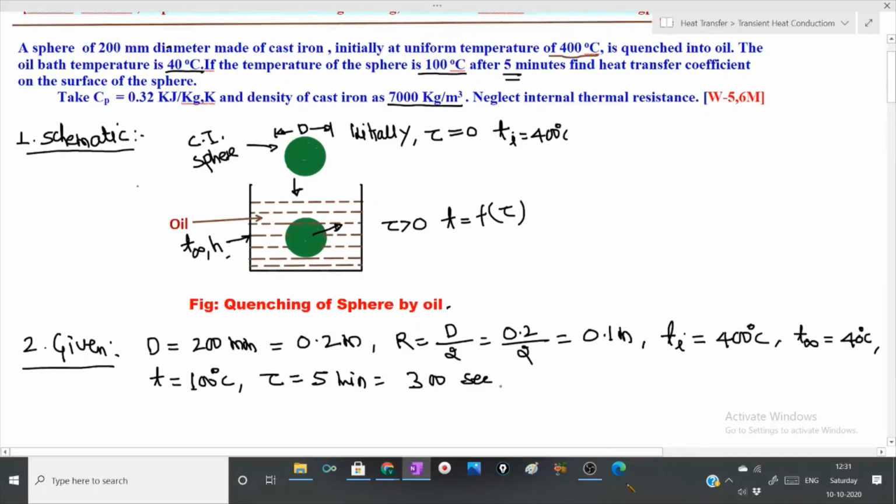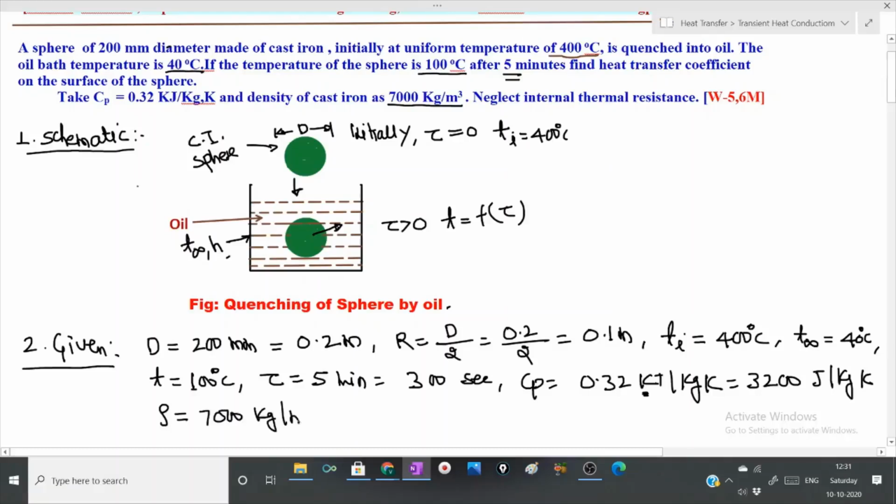Other properties of this sphere are also given, like Cp value is given 0.32 kilojoule per kg Kelvin. Now see here, the kilo is coming into picture. So convert this into its basic form, 3200 joule per kg Kelvin. And density of this cast iron is 7000 kg per meter cube. Okay, so all these parameters are given.